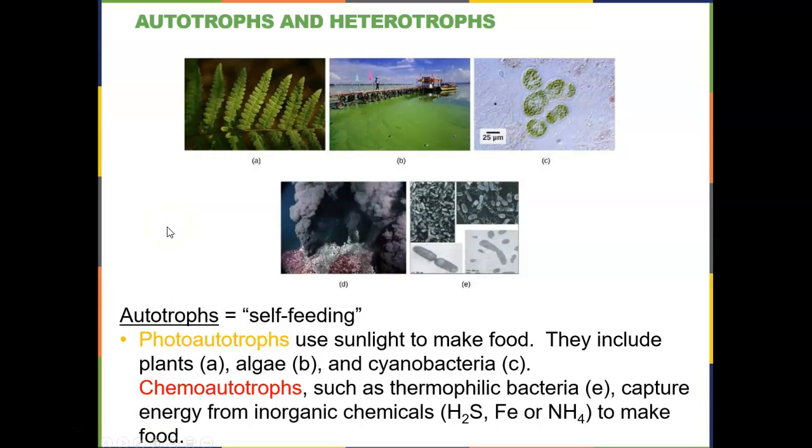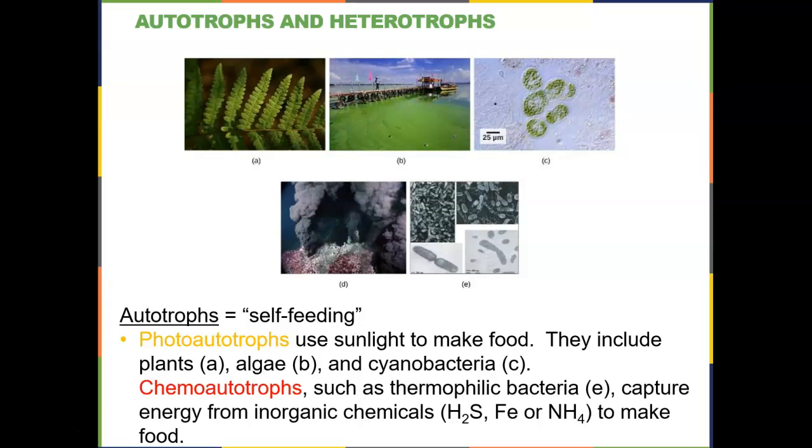So first, let's define some eating schemes for various organisms. We have autotrophs, which literally refers to self-feeding, meaning they can make their own food. A photoautotroph uses sunlight to make food. So this includes plants, algae, and cyanobacteria, as shown in photos A, B, and C.